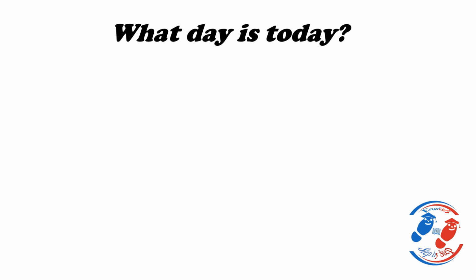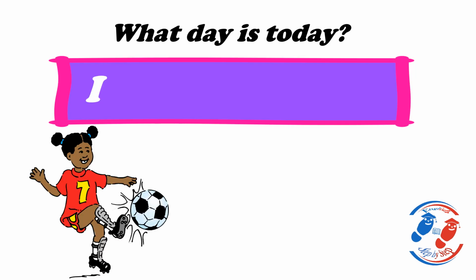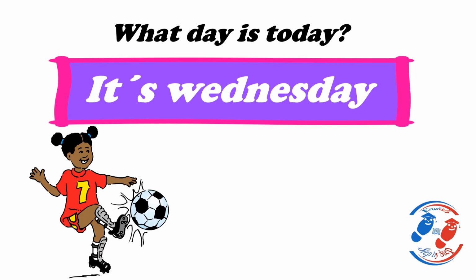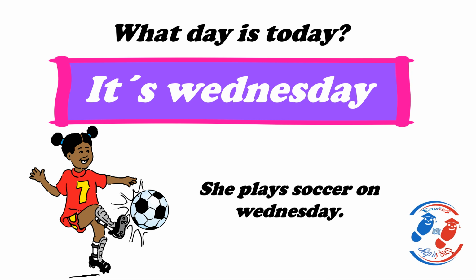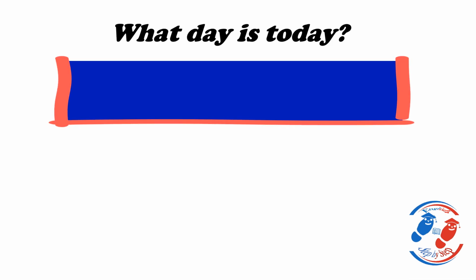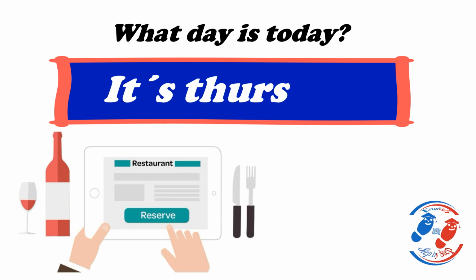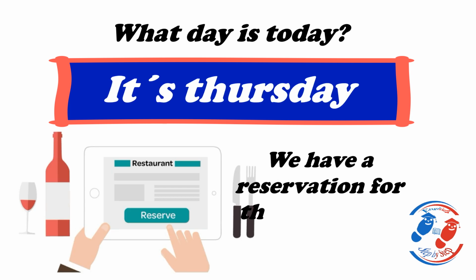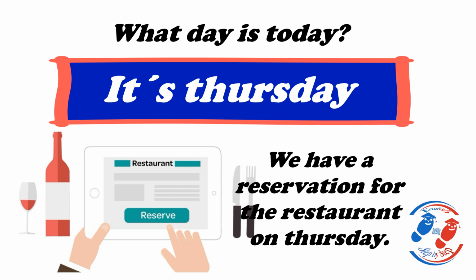What day is today? It is Wednesday. She plays soccer on Wednesday. What day is today? It is Thursday. We have a reservation for the restaurant on Thursday.